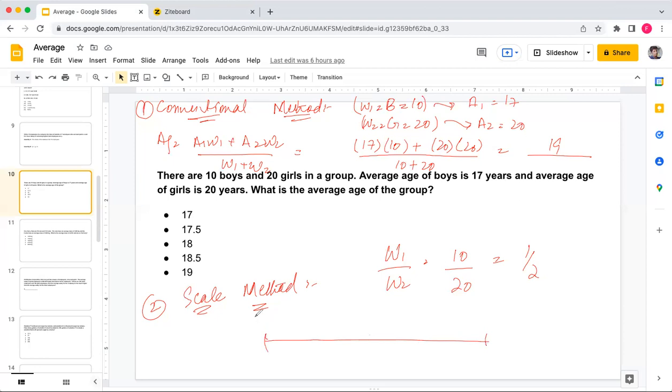What is A1? That is 17. What is A2? That is 20. AG must be lying between. You know the ratio W1 corresponds to 1, so we can write this as x over 2x. This is x, this is 2x, right?